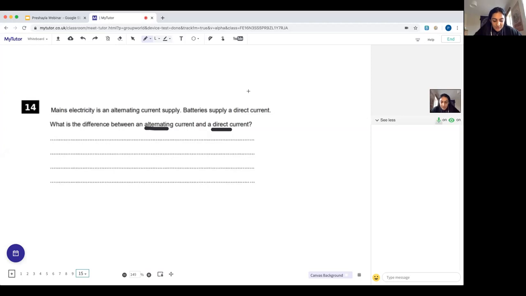Okay, so the difference between alternating current and DC current, brilliant. Loads of you are getting the right answer, which is really good. I don't think there's any wrong answers, so that's great. So alternating current, yes, it flips and it constantly changes between positive and negative directions. Direct current is just one direction.